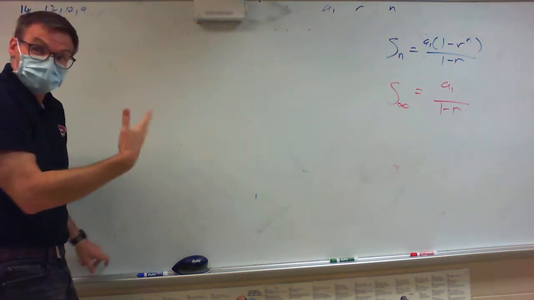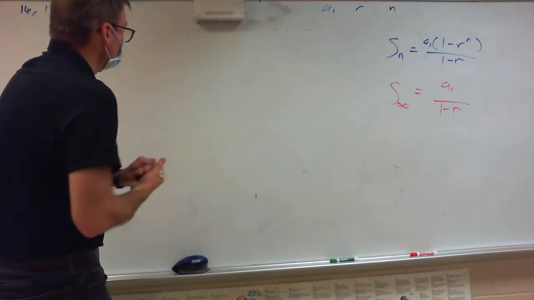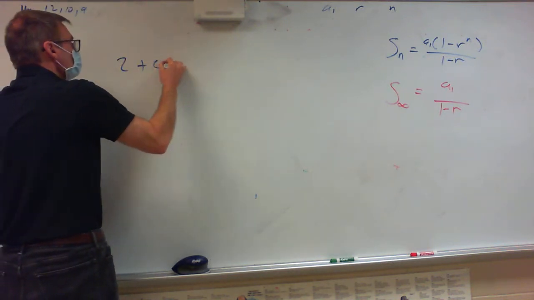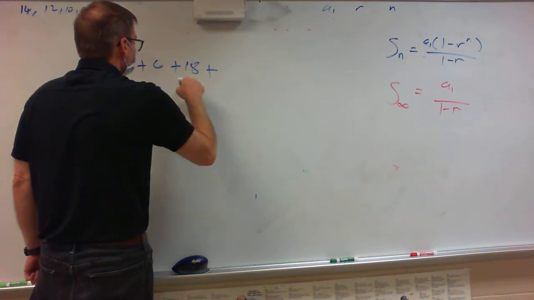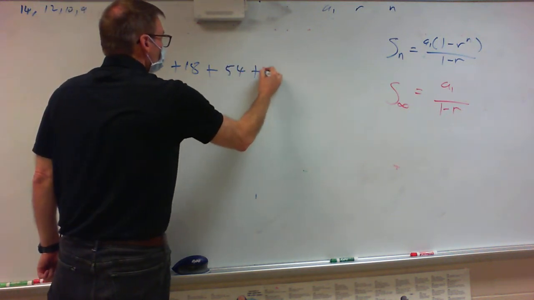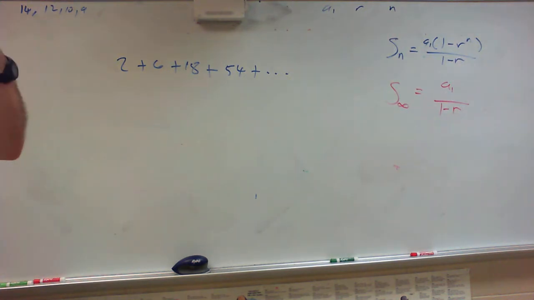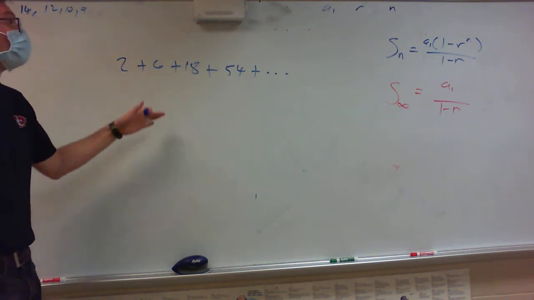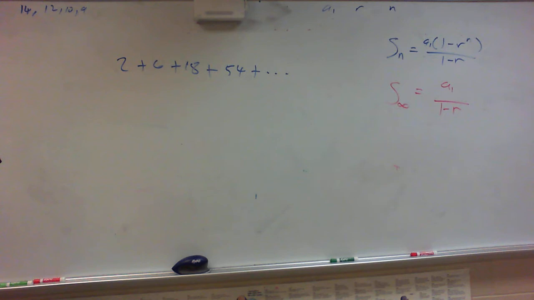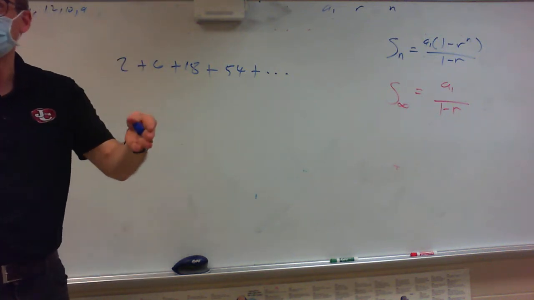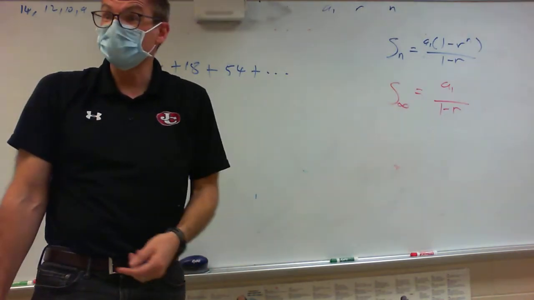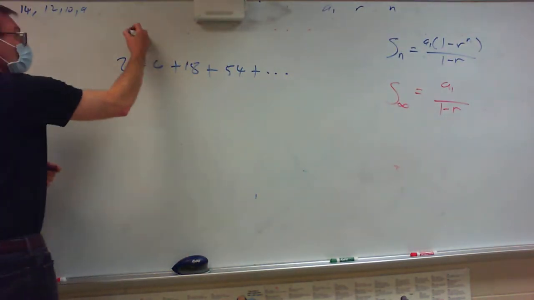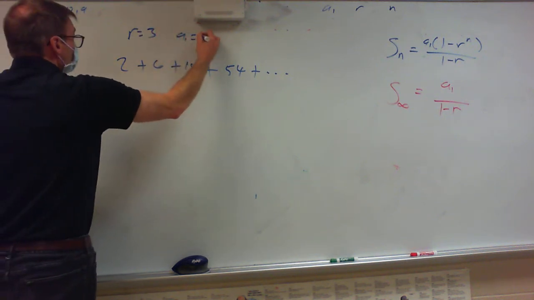So I'm going to write an infinite geometric series. My infinite geometric series is going to be 2 plus 6 plus 18 plus 54 plus dot, dot, dot. Okay, we see that this is an infinite geometric series, because we know it's a geometric series, right? What's my common ratio? 3, right? Anytime I say geometric series, you need to be able to tell me the common ratio. So our common ratio is 3, and our first term is 2, right?